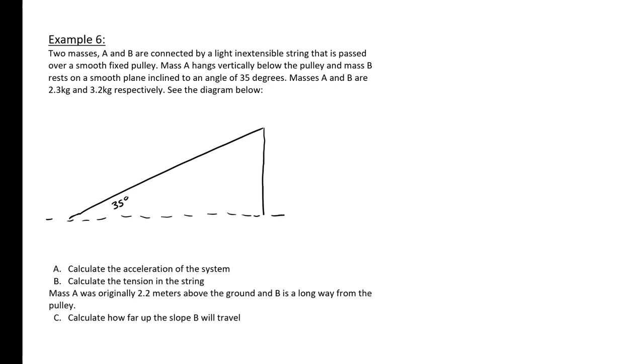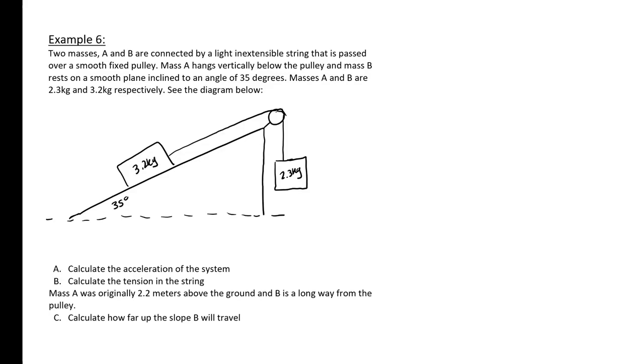Mass A hangs vertically below the pulley, so mass A must hang here. Mass B rests on a smooth plane, smooth meaning we won't have to consider friction. So we can place B here. They're both connected via a string. Masses A and B are 2.3 kilograms and 3.2 kilograms respectively.